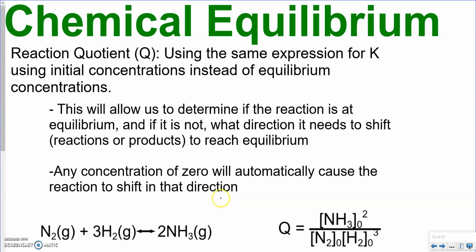Okay, so in the last video we talked about K, what K means, what the term favor means versus what shift means, and a little bit about Q. Let's continue breaking it down. Q, again, is called the reaction quotient. It is the same expression and the same calculations used to calculate K.